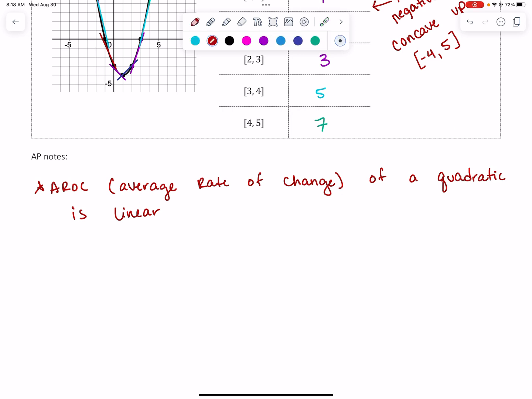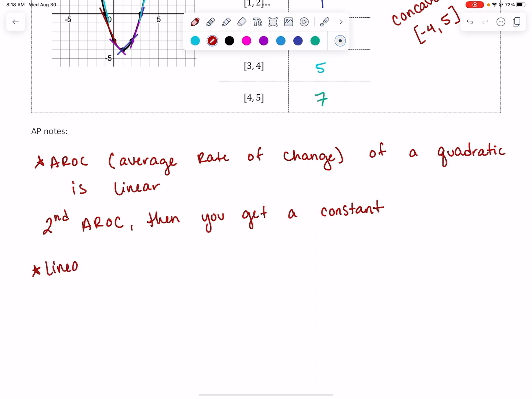And then also, if you take the second average rate of change, right, if you take the difference of those again, then you get a constant. And we know that from the fact that a linear function has a constant average rate of change, right? That's what makes a linear function a linear function. It does have a constant rate of change.